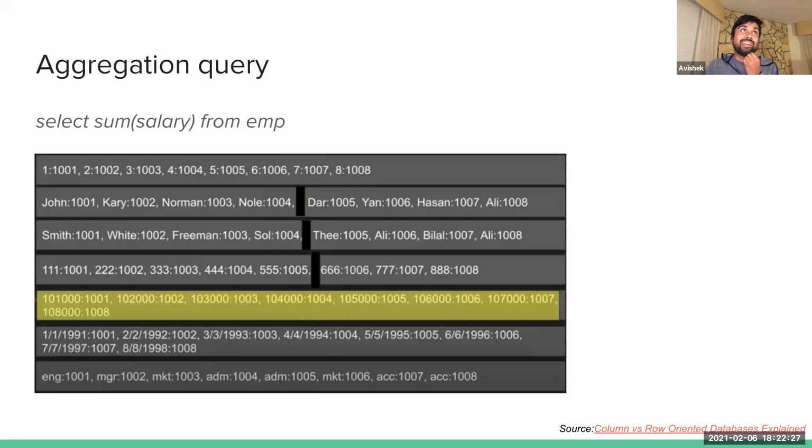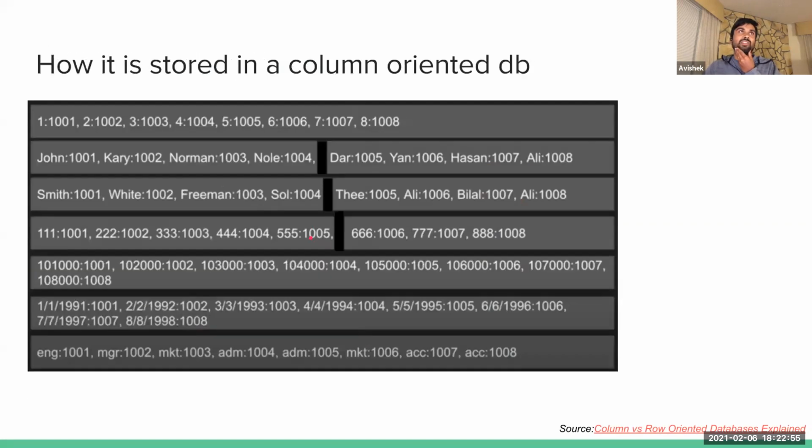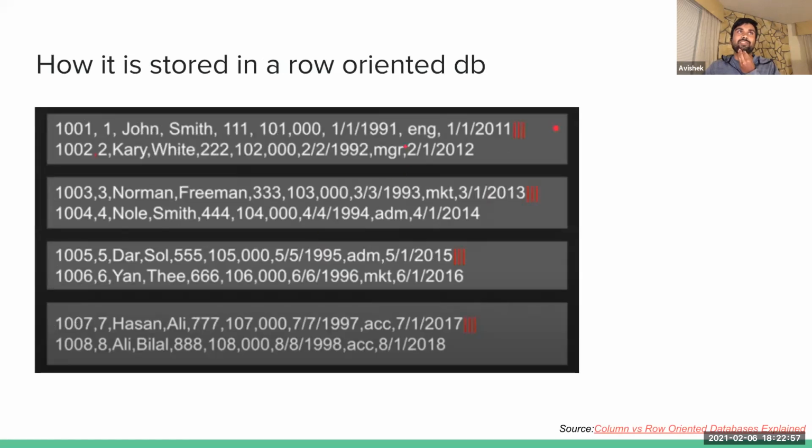Now let's look at an aggregation query. This is where a column-oriented database really shines. So let's say select sum salary from employee, right? So we're summing up all salary of all employees. What does the database do? The database can directly go to the salary column and just sum all of the numbers and return back to the requester. Now imagine doing a similar thing in the row-oriented design, right?